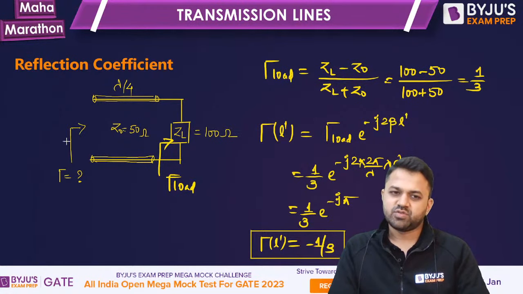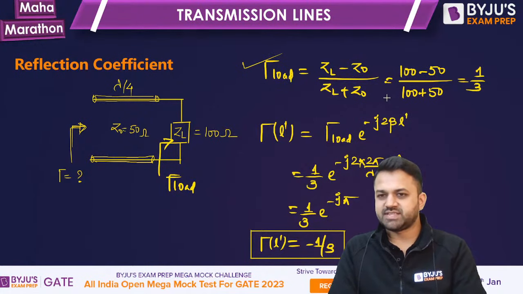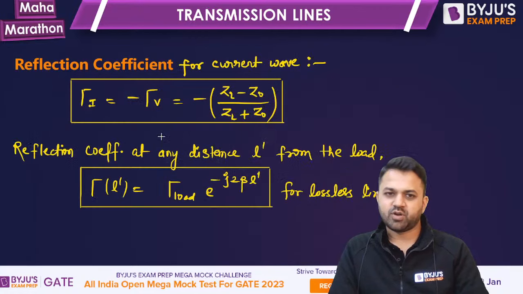Here, I have given you the question. The reflection coefficient, we want to calculate at the input side of the transmission line, not at the load. So at the load, if you want to calculate, this formula is valid. But because we want to calculate at any distance lambda by 4, that is why this formula will be applied. Okay, that formula we have already written over here.